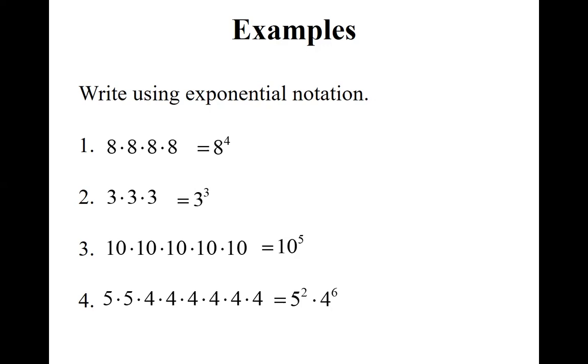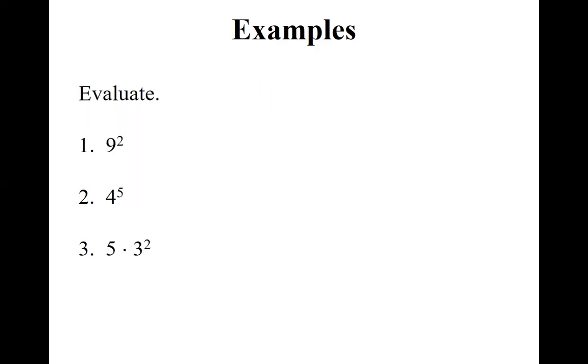We can go the other direction to evaluate exponential expressions. 9 squared, we would write that as 9 times 9, which is 81. 4 to the 5th, we would write as 4 times 4 times 4 times 4 times 4. 5 factors of 4. And if we multiply that out, we get 1024. 4 times 4 is 16. 16 times 4 is 64. 64 times 4 is, I think, 256. Times 4 must be 1024.